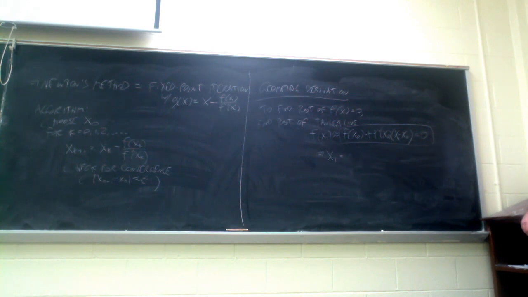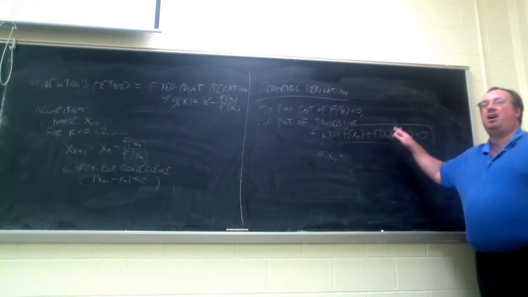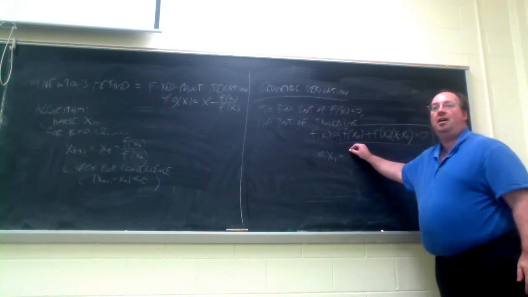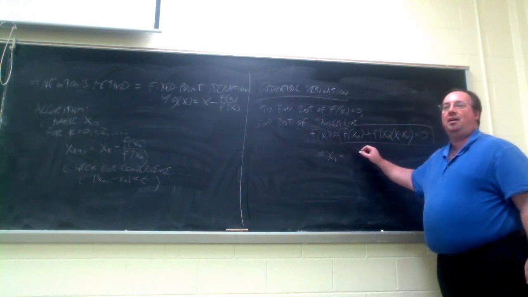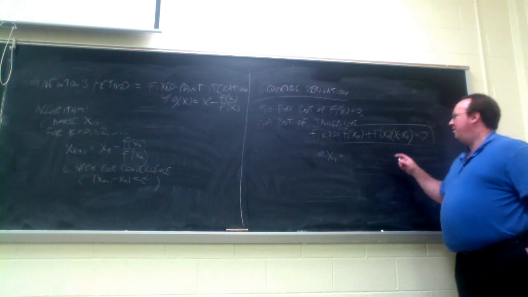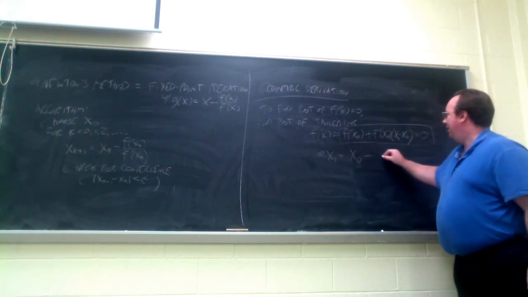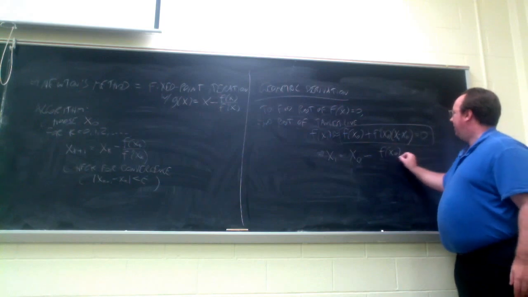Is it just going to be, do we take the function part out of it too? Negative f of x, you have to divide by both. It's going to be x naught minus f of x naught over f prime of x naught.